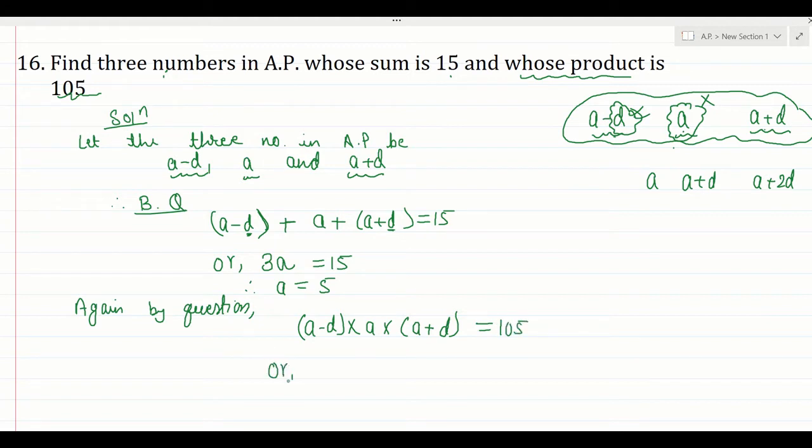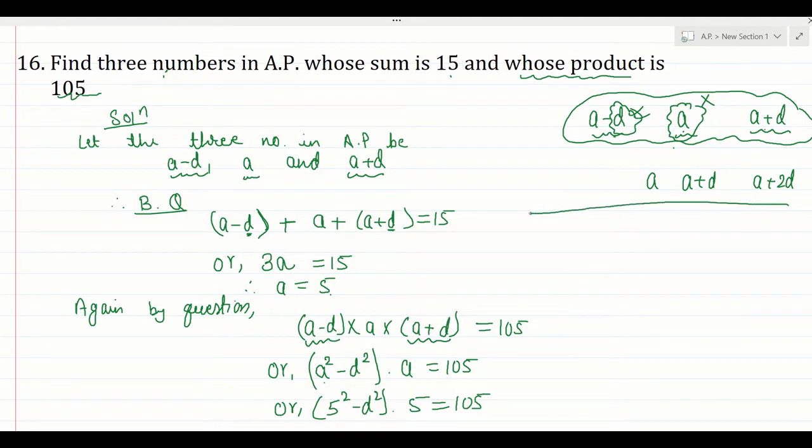Or we can write this as, this is A minus D, this is A plus D, we can write this as A square minus D square. Please don't forget to put the bracket over here. Into A is equal to 105. A we have calculated. How much is A? A is 5. So it is 5 square minus D square into 5 is equal to 105. Is this clear?